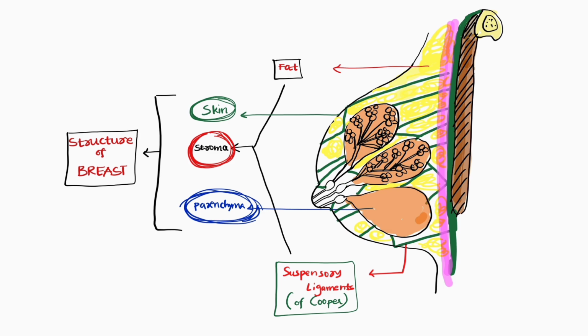So guys, here we completed the structure of the breast in detail. In the next part, that is part 3, we will discuss the blood supply of the breast, that is the arterial supply, the venous drainage, and the lymphatic drainage.